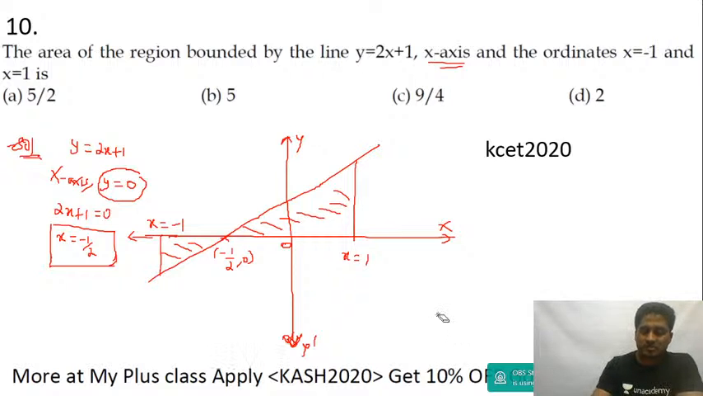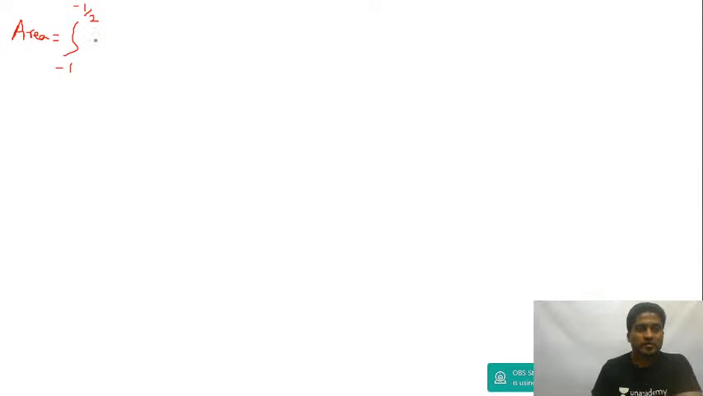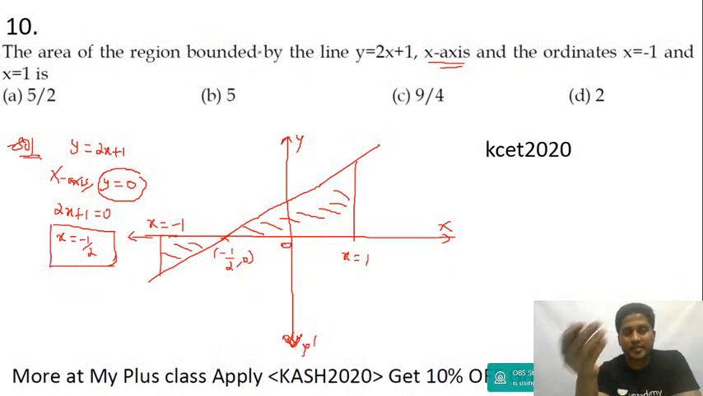So what I'll do is write the required area as the integration from minus 1 to minus half of 2x plus 1 dx, plus the integration from minus half to plus 1 of 2x plus 1 dx. We have done in the previous class as well: area above the x-axis will be positive, area below the x-axis will be negative. That's why I should keep a mod here.